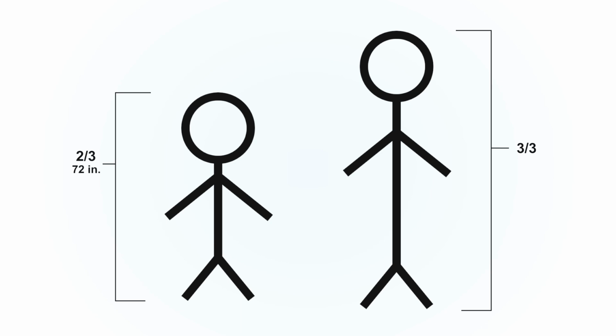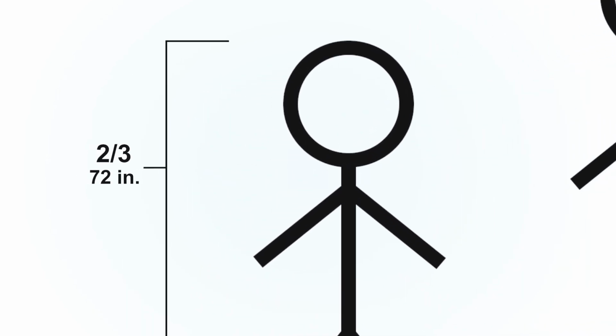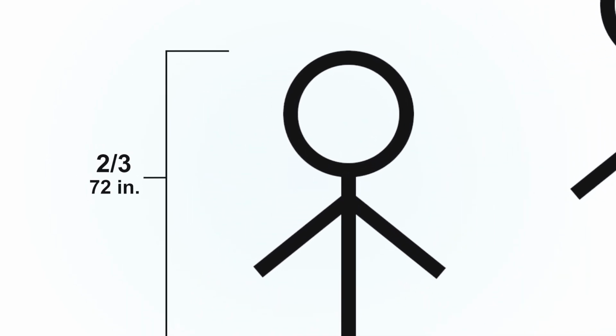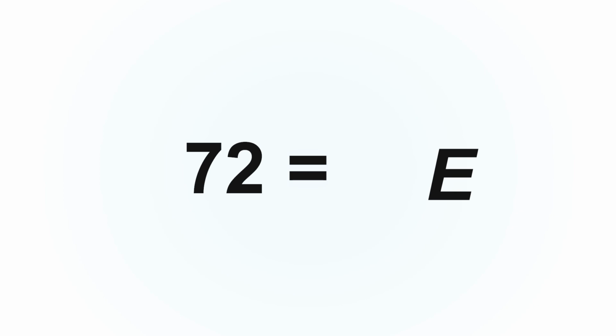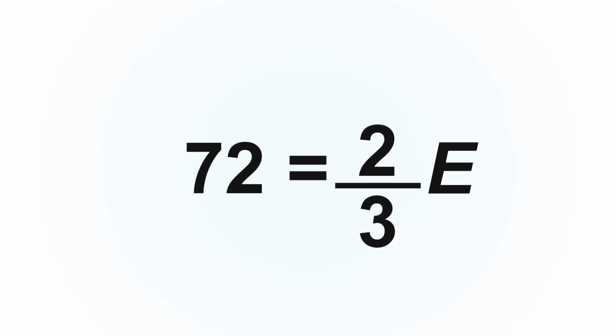How do we set up the problem when we know Bob's height is 72 inches, which is 2/3 the size of Eric? Pause here and try to come up with that equation yourself. Bob's height, 72 inches, should be equal to whatever Eric's height is times 2/3. So we'll put 72 on one side of the equal sign, and on the other we'll let e represent Eric's height, the variable we need to find, and multiply that by 2/3.